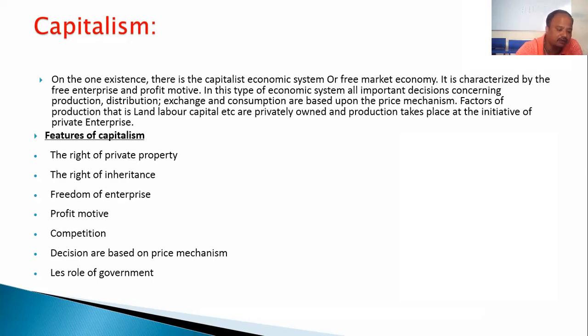You know the right of private property, they have rights over their private property. They can do anything. They can start any business. It's not like you need to start only this particular business. You are free to enter into any business. You can buy another land.